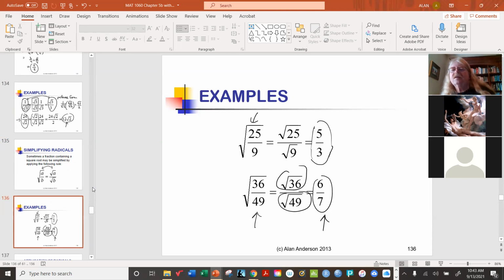6/7 is a lot simpler than radical 36 over 49. Now, you're not always going to be able to find these nice results, but you should look for them anytime you have radicals involved.